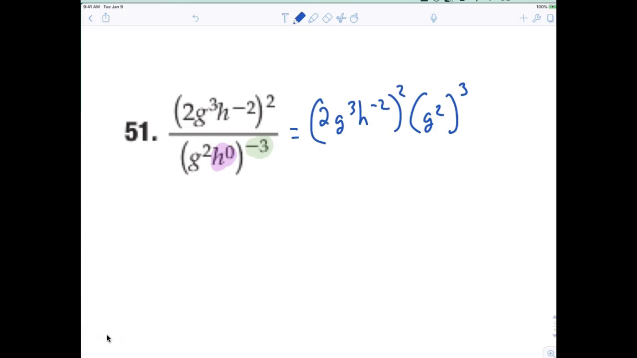That's right. So first thing is, what's 2 squared? 4. Then g to the, yes sir, h to the, good job, times, that is it. Agreed?